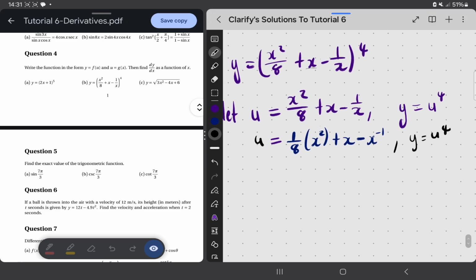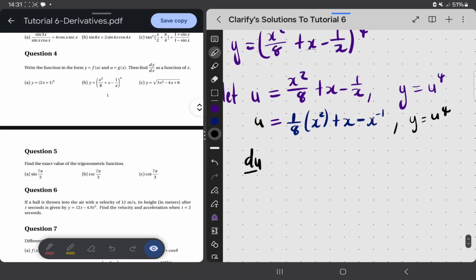Now we can say that du dx will be 1 over 8, which still comes, because a constant which multiplies is never affected. Now let's deal with this guy. For x squared, you drop the power, which is 2, and reduce the power by 1. It becomes x to the 1, which is just x. Then plus the derivative of x, which is 1. Then minus the derivative of x to the minus 1: you drop the power, minus 1, and reduce it by 1. It becomes x to the negative 2.